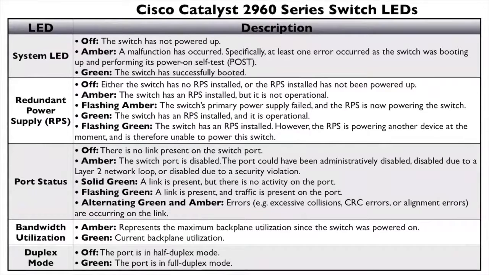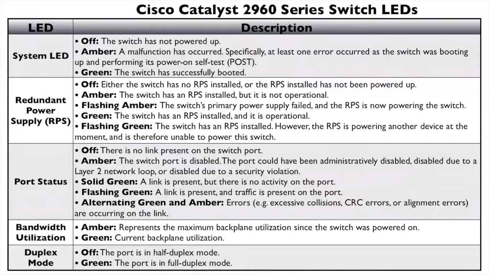Maybe we've got some sort of a spanning tree protocol issue where we have a layer 2 topological loop that caused the port to become disabled. Maybe we administratively disable it, but for some reason, that port is disabled if the port status light is amber. If it's solid green, that means we have link integrity. There's something plugged into that port, a link is present, but there's no activity. We know there's no activity because it's a solid green LED. If it were a flashing green LED, that means that not only a link is present, but also traffic is being seen on that port.